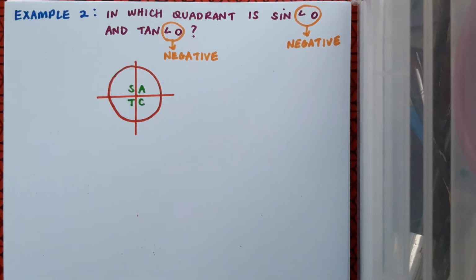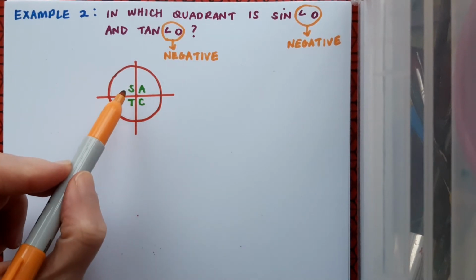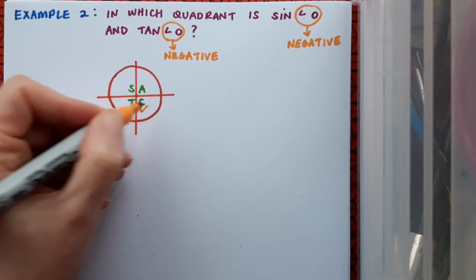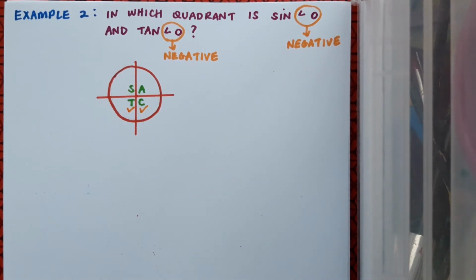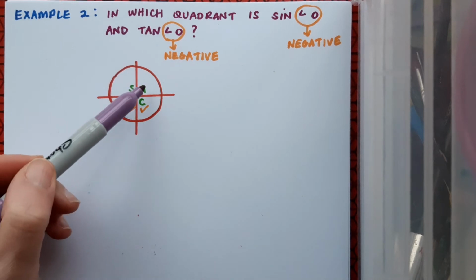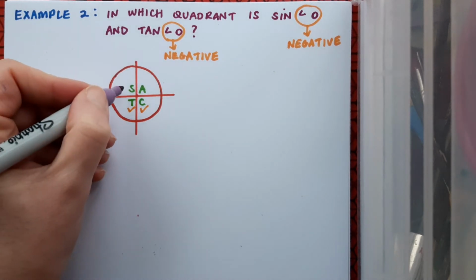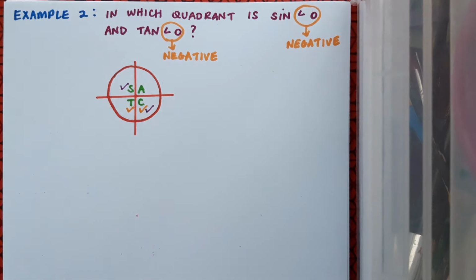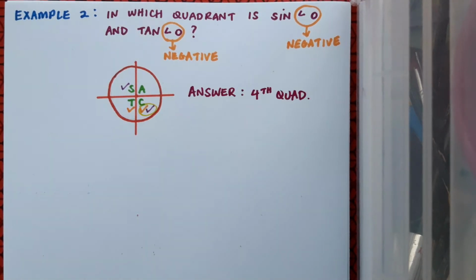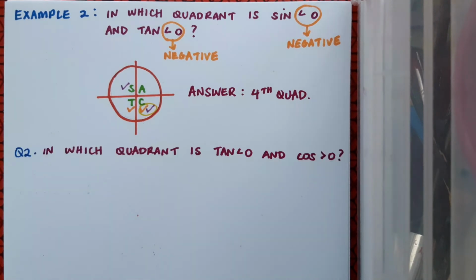So again, I draw my quick sketch of my unit circle, and then I'm going to indicate in which quadrants sine is negative. So sine is positive in the 1st and 2nd, so it must be negative in the 3rd and 4th. And then I'm going to consider tan. So tan is positive in the 1st and 3rd, so it must be negative in the 2nd and 4th. And now I can just check and see which quadrant has a tick for both, and obviously here it's the 4th quadrant. And now a question for you. So your question is, in which quadrant is tan less than 0 and cos greater than 0? So pause the video here, try this yourself, and then play and see if you're correct.